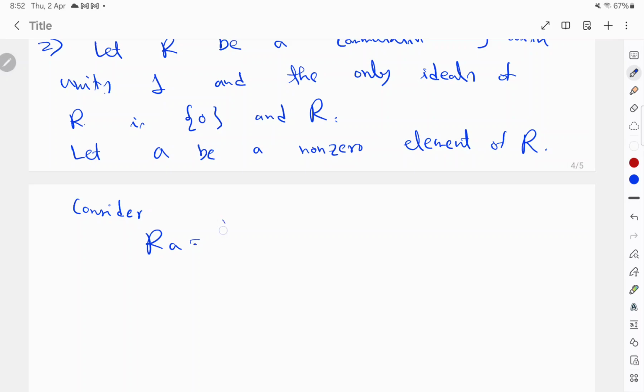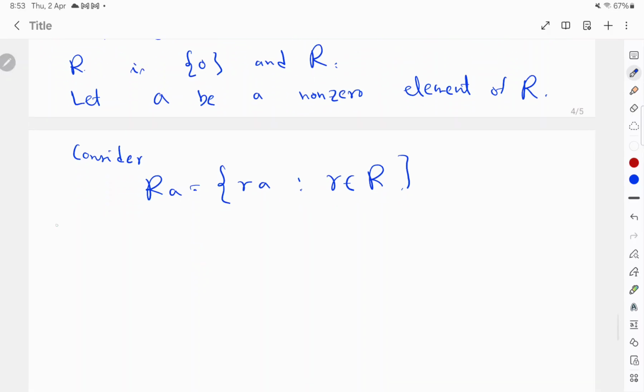Okay, so now consider Ra. What is Ra? Basically the set of elements ra, where r belongs to R. Now our job will be to show that this is an ideal, but obviously it does not have any proper ideal, so this should be the whole R. Then there is some element that will be 1, right? So in this way we will try to prove. First you have to prove this is an ideal. How to prove?